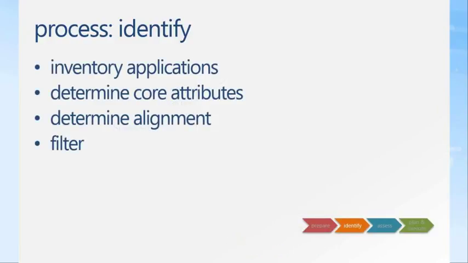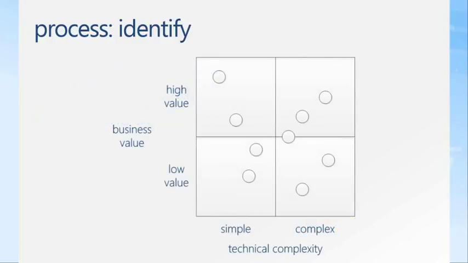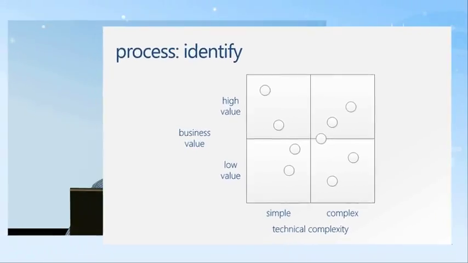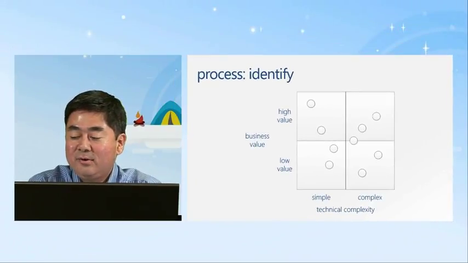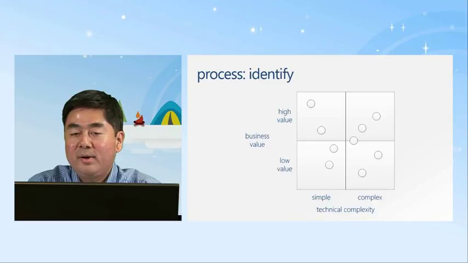So for instance, what you might want to focus on first is the upper left-hand quadrant, where you've got simple applications that have high value to the business. These applications are going to give you a really good return on investment and may convince your executives to fund further migration exercises.